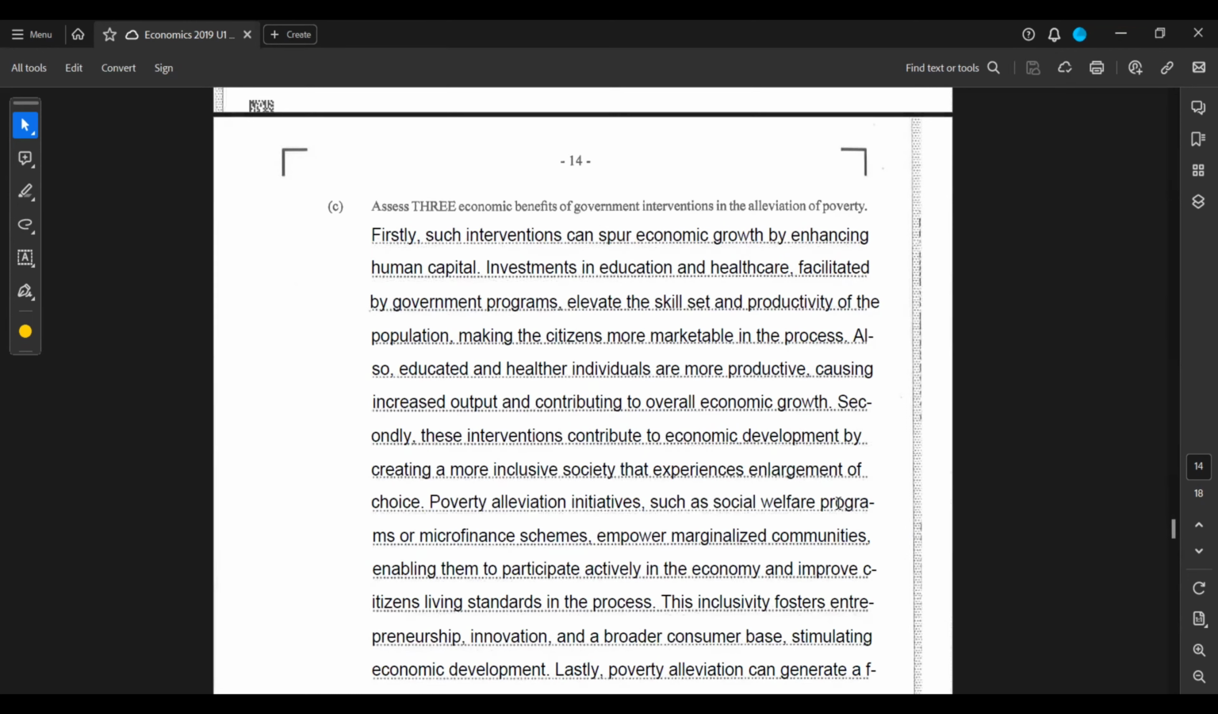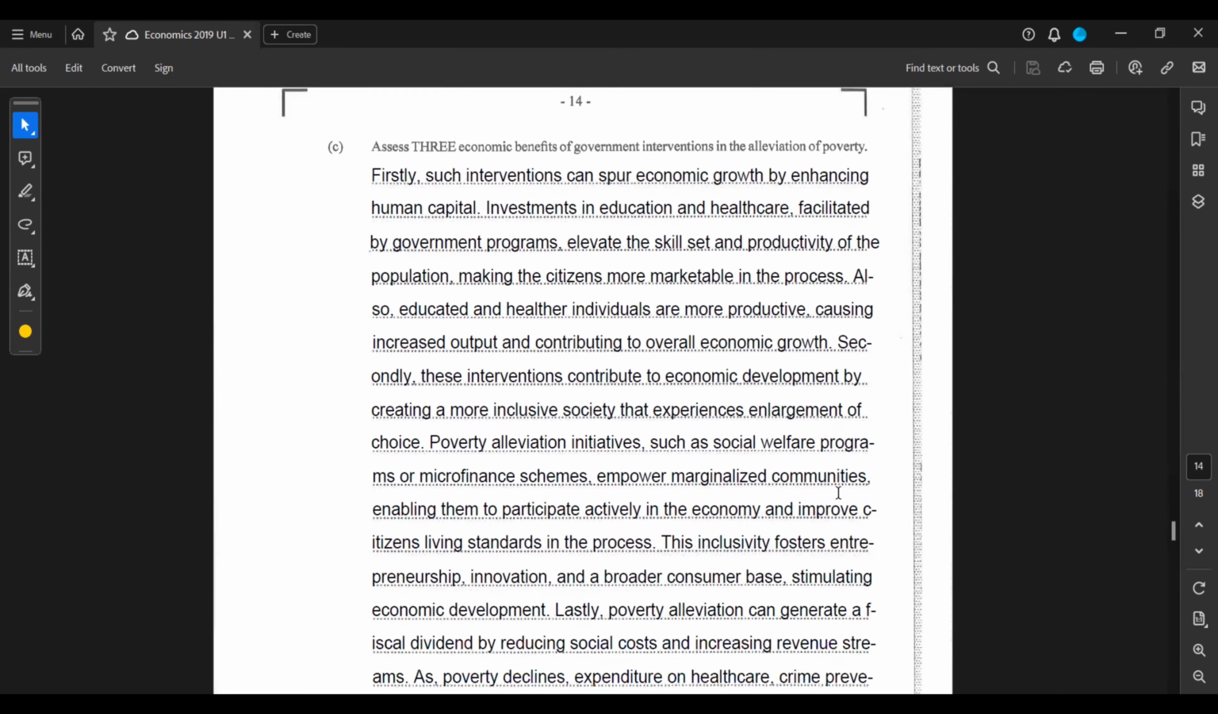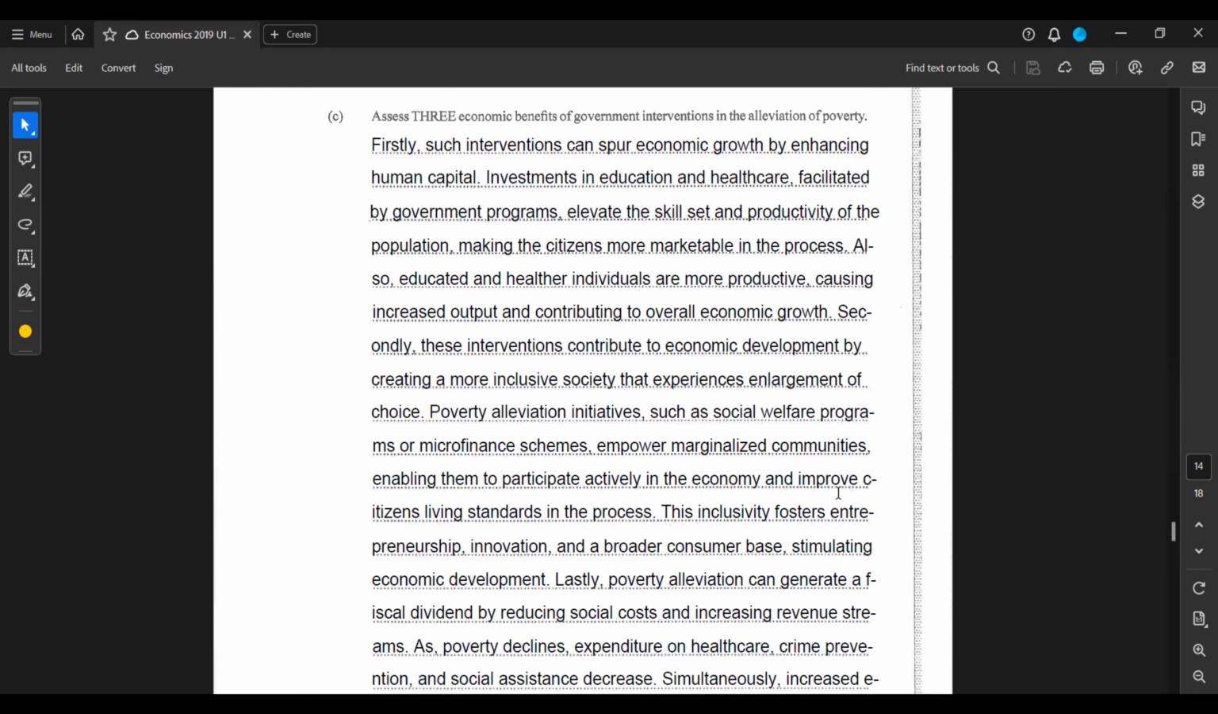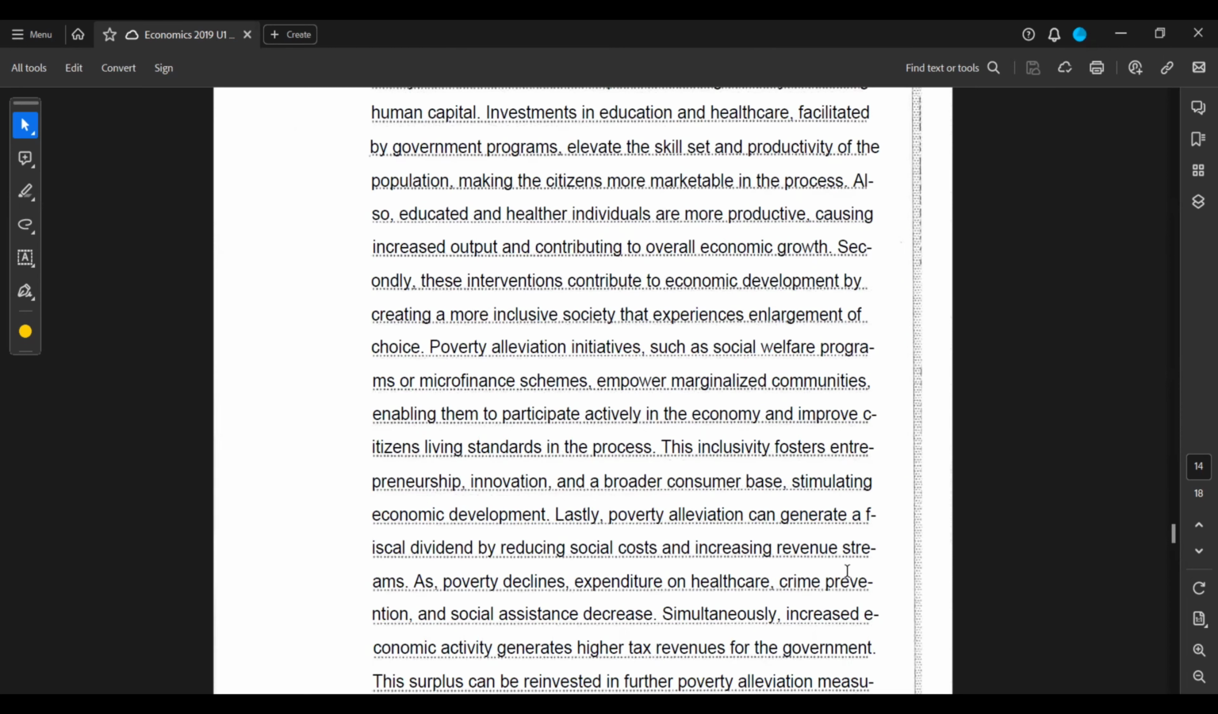Secondly, these interventions contribute to economic development by creating a more inclusive society that experiences enlargement of choice. Poverty alleviation initiatives, such as social welfare programs or microfinance schemes, empower marginalized communities, enabling them to participate actively in the economy and improve citizens' living standards in the process. This inclusivity fosters entrepreneurship, innovation, and a broader consumer base, stimulating economic development.